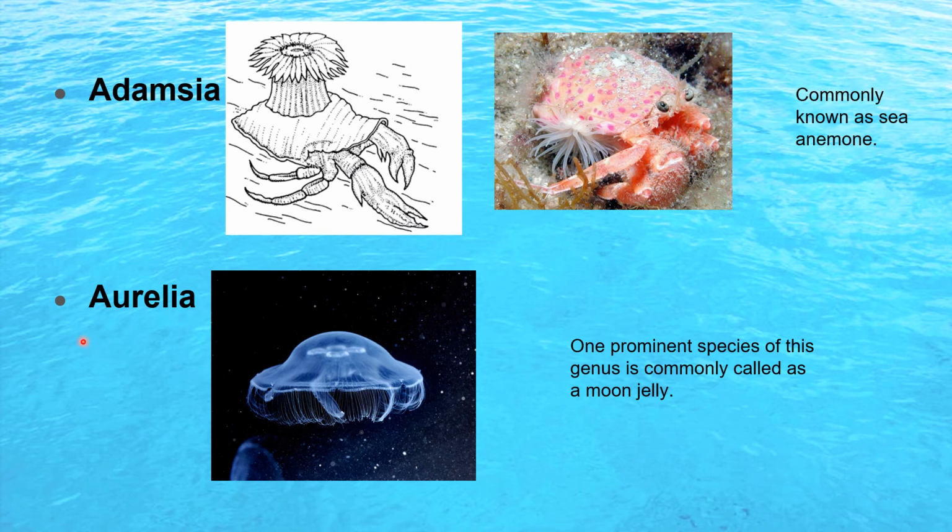Now let's look at Aurelia. These are the common organisms you would call jellyfish. One prominent species of this genus is commonly called a moon jelly because of its bell, which resembles the moon.